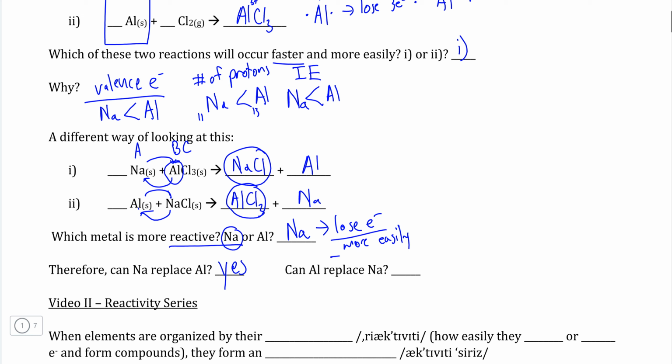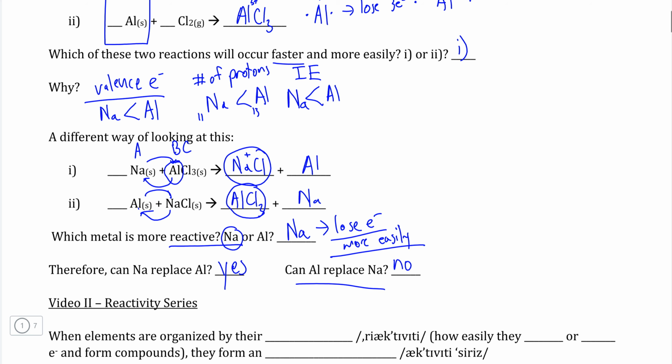If sodium loses its electrons even more easily, it can more easily form an ion like this and displace the aluminum metal out of the ionic compound structure. The opposite, however, is not true. If sodium loses electrons and forms an ion more easily than aluminum, then aluminum, being less reactive than sodium, is not able to do the same thing because sodium will simply ionize before aluminum is able to, and therefore it is unlikely that sodium would be able to be replaced by aluminum.